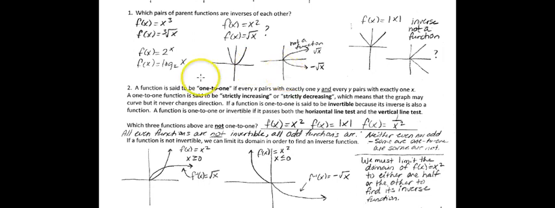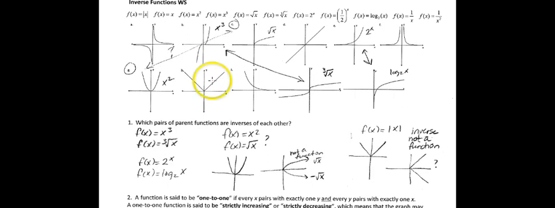So back to the definition. A 1-to-1 function is said to be strictly increasing or strictly decreasing, which means that the graph may curve, but it never changes direction. Well, notice this graph definitely changes direction. If you look at some of the other graphs, like x cubed, it curves, but it's still increasing across the whole length of the graph. This one's always decreasing. This one's always increasing.